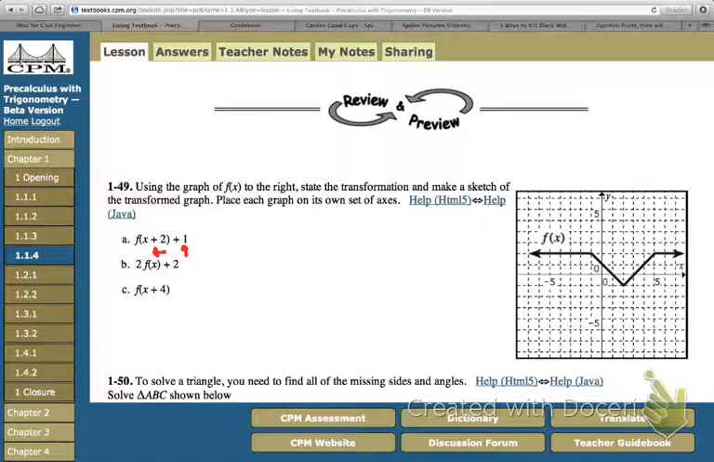So we will identify our major points first. So we're looking at B. If we look at our major points, we're going to identify our maxes and our mins. And it will be helpful to actually plot the points. We'll do -1, 2, 2, 1, and then 5, 2. And we're applying a stretch of 2 to the y values. So we're going to double all of these.